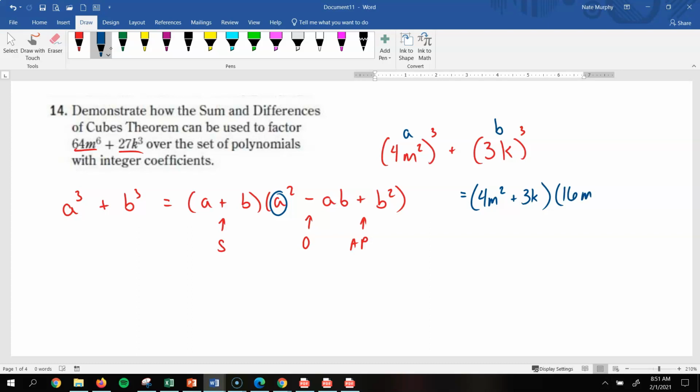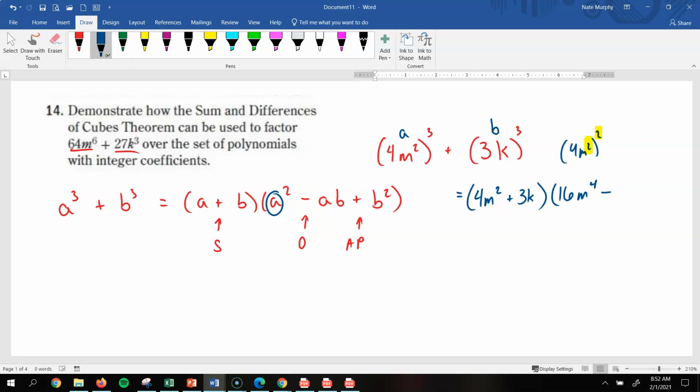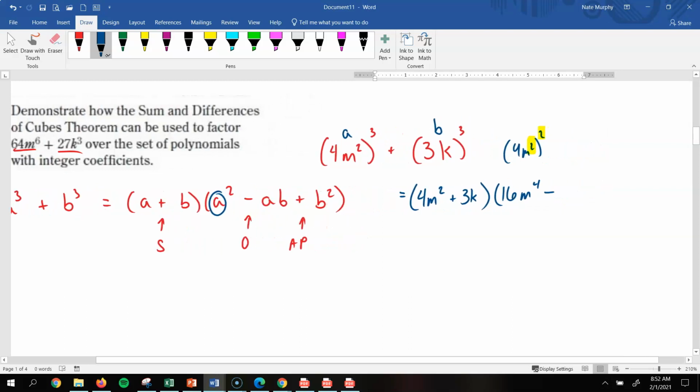And when I square, let me just show you up here. So when we square the 4, we get 16. Now when we square the m squared, remember we're going to multiply those two exponents. So we would have m to the 4th. That'll be minus, and then we're going to have a and b multiplied together. So I'm going to take 4 times 3 and get 12, and then m squared times k would just be m squared k.